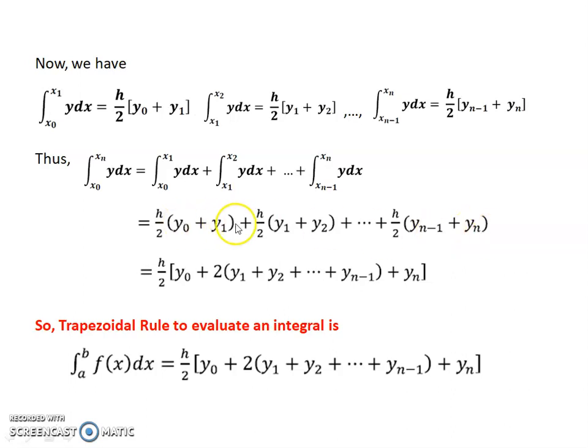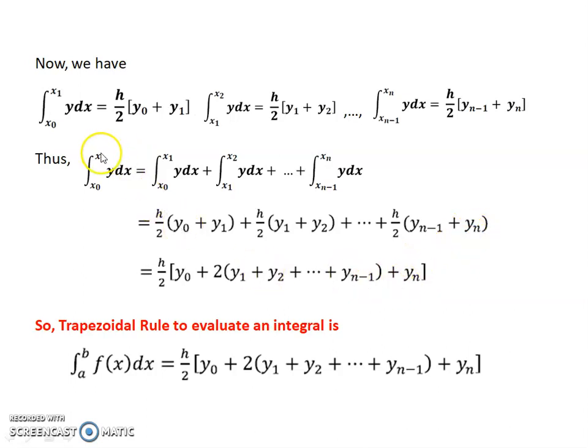If we sum this up and take h by 2 common, we have h by 2 into y naught, as y naught appears only once here, whereas y1 appears twice: in the first case, and in the second term we have y1 a second time. So 2y1. Similarly, y2 appears twice, first here, and in the next term we have another y2. So plus 2y2. Similarly, we get yn minus 1 twice, so 2yn minus 1. Finally, we get 1 yn.